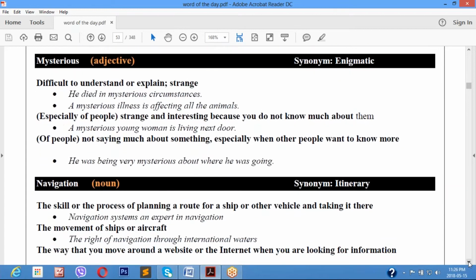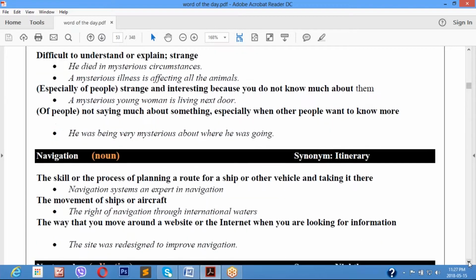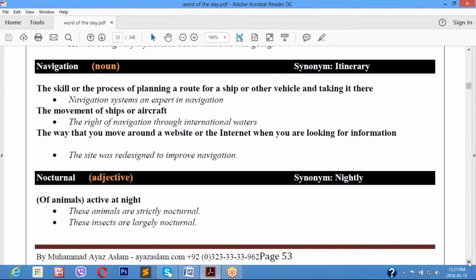Next is mysterious, mysterious smile, enigmatic smile of Mona Lisa. This is one word. Difficult to understand or explain, strange. Navigation. You have Internet Explorer, you have Netscape Navigator. Navigator is actually the skill or the process of planning a route for a ship or other vehicles and taking it there. The movement of ship or aircraft. Navigate: ships navigate from one position to another. So they are cruising, they are setting their path in the ocean.